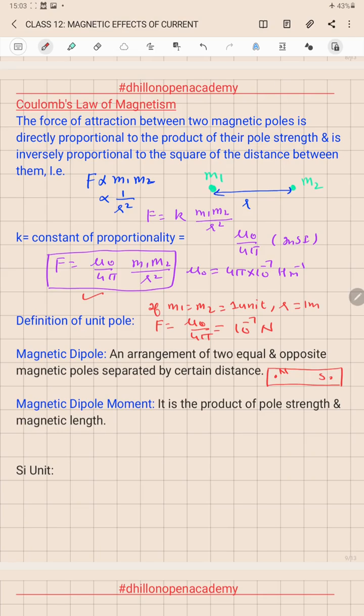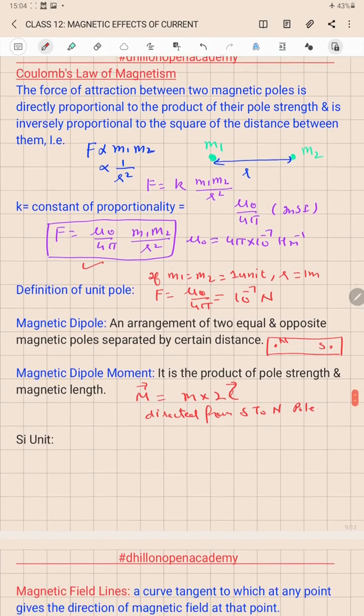We can define its magnetic dipole moment as the product of pole strength and the magnetic length. The pole strength is indicated by small m, so the moment is m into 2L. We represent it with capital M, and it is directed from the south to the north pole. Remember its direction. It's a very important 1 mark question.